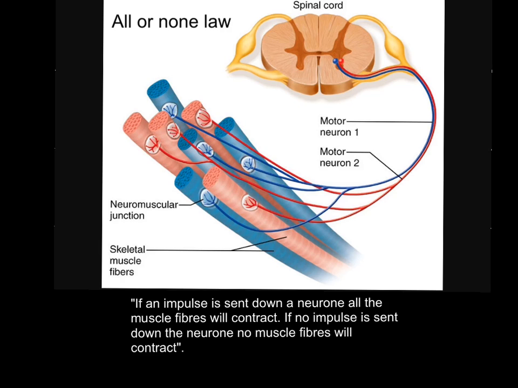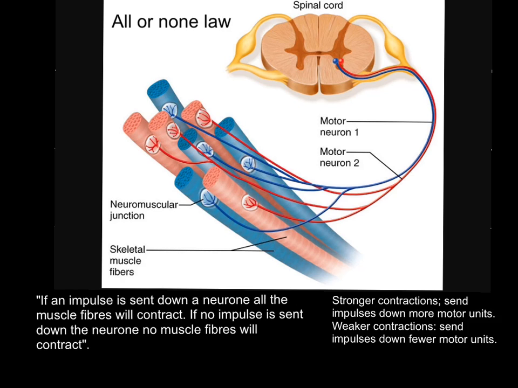So, how can we vary the strength of a contraction according to the all or none law? Well, if I want a strong contraction, I need to send impulses down more motor units, more motor neurons. If I want a weaker contraction, I'm going to send impulses down fewer motor units or motor neurons. Just look at the above example again. There's three options here. I want the muscle to fully relax and produce no force at all, in which case I won't send an impulse down either motor neuron and none of the muscle fibres will contract.